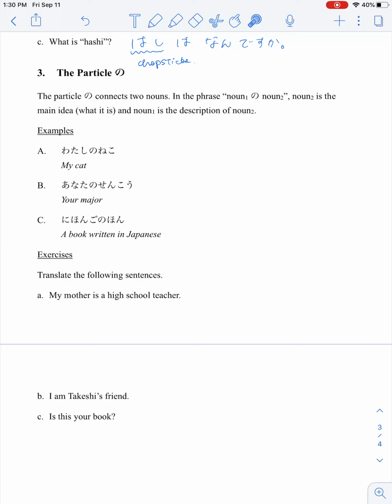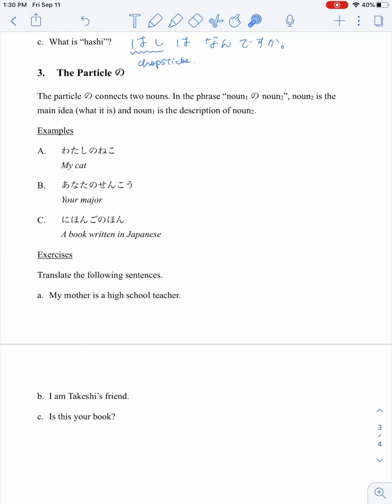Let's look at some examples. My cat, watashi no neko. Here we have two nouns, watashi, I, and neko, cat. The first noun, watashi, is describing whose cat you are talking about. So, watashi no neko.